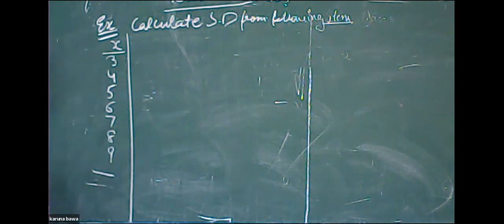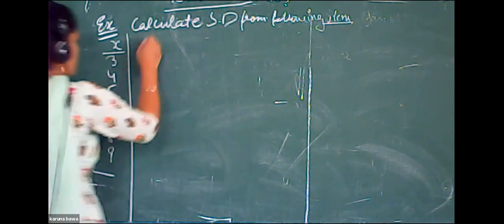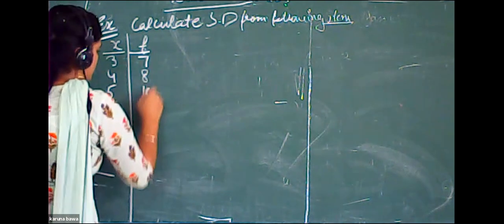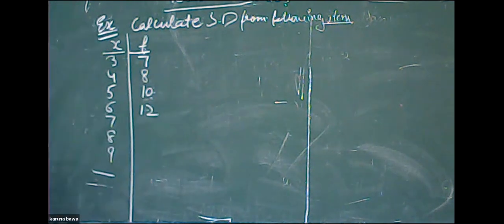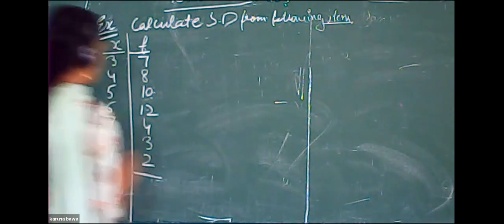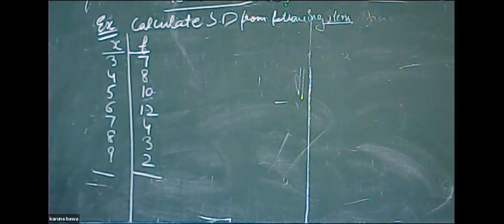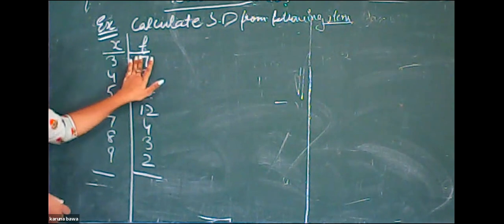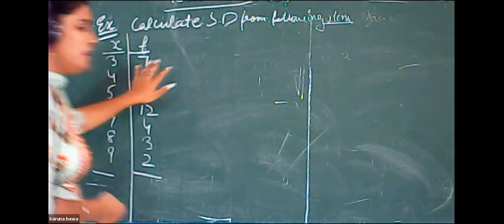This is the x series. On the other hand, the frequencies are 7, 8, 10, 12, 4, 3, 2. So this is the x series and this is the frequency. As we know, in the discrete series we use the frequency.